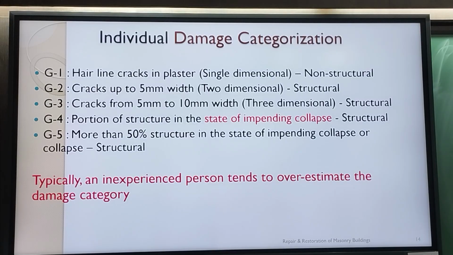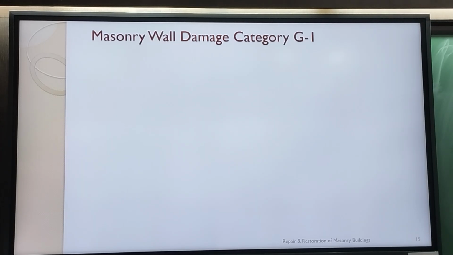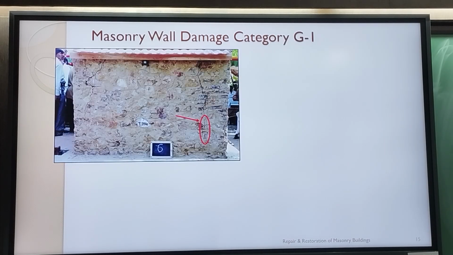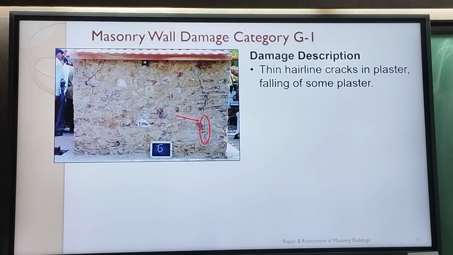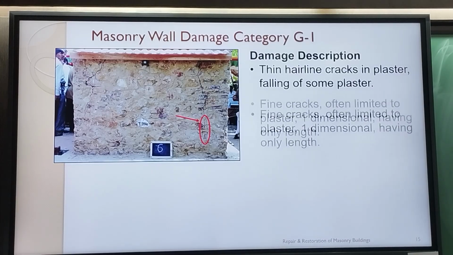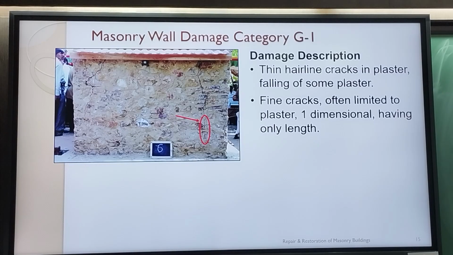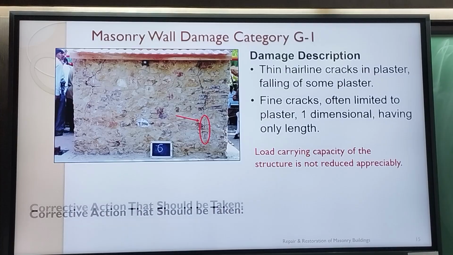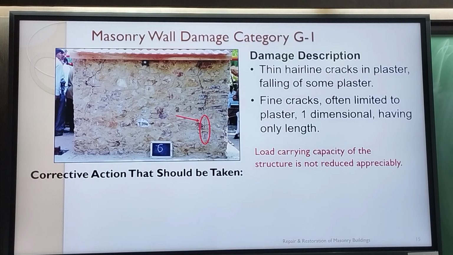And something that is a G3 damage someone may think is G4, or G2 someone may think is G3, but it's a question of experience. Alright, now just looking at some of the visuals, G1 damage, the very fine crack, hairline cracks in plaster, falling off of some plaster. Fine cracks often limited to plaster, one dimension, we already talked about that. The load carrying capacity of the structure is not reduced. Alright. Corrective actions that need to be taken.